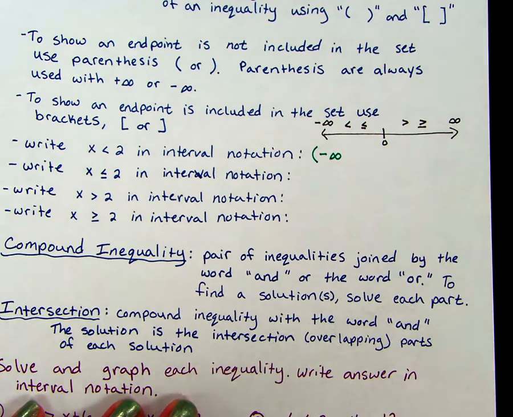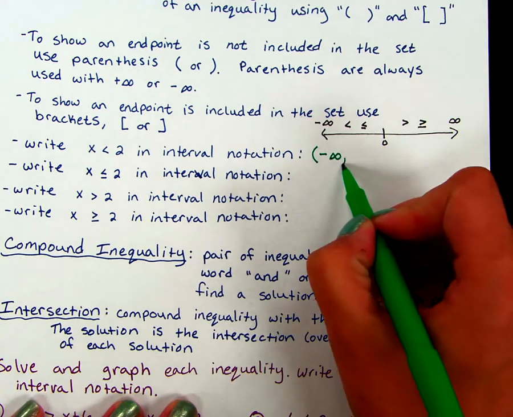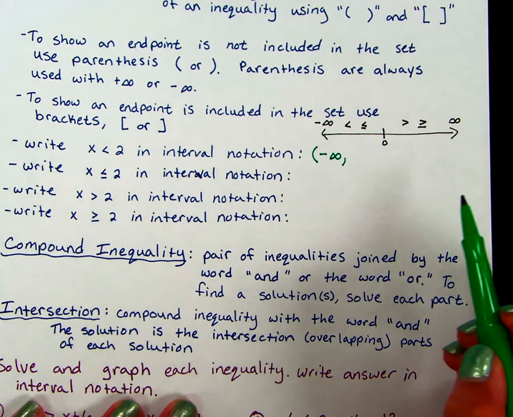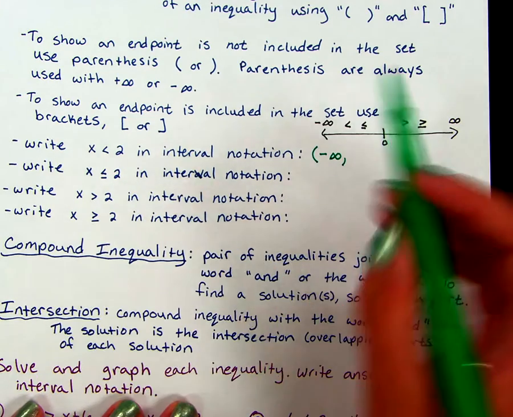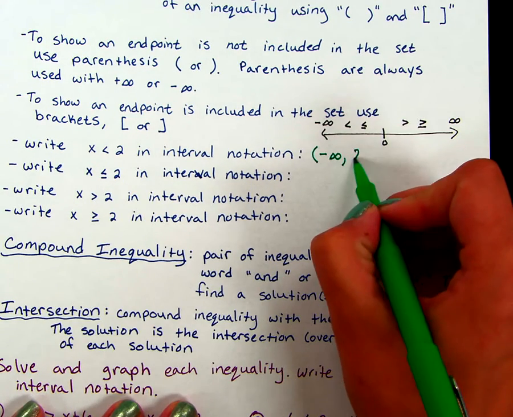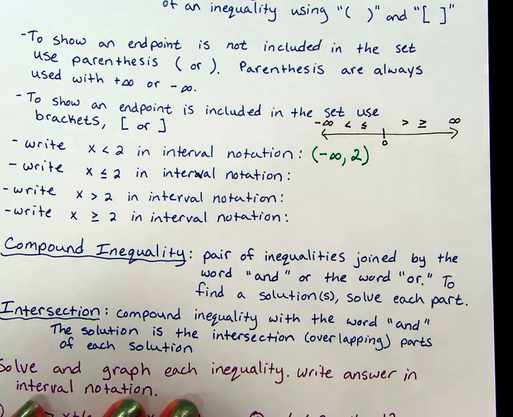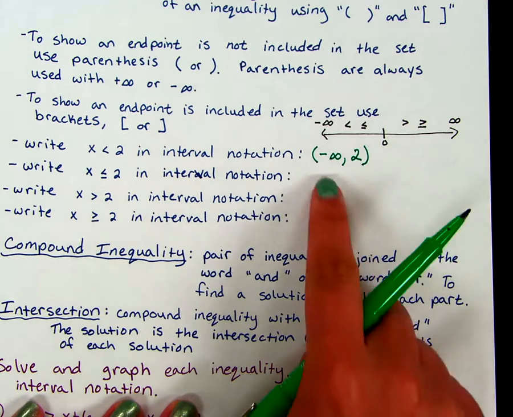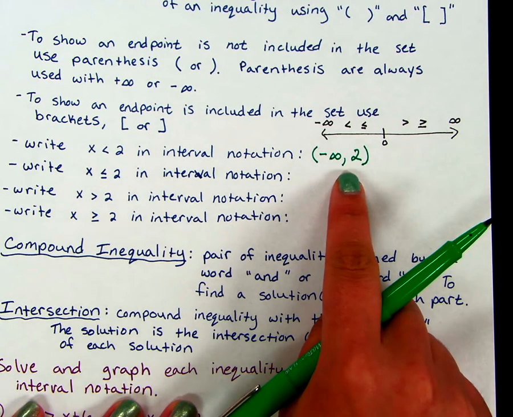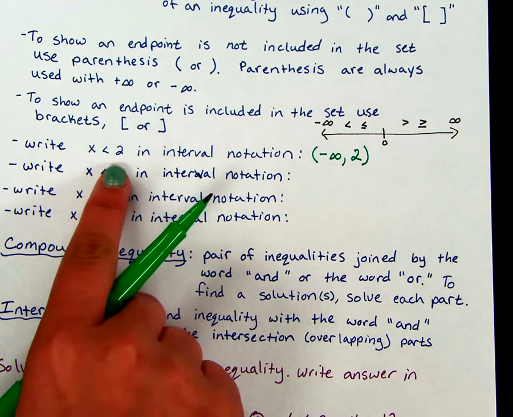So we're going to make a parenthesis, and then put a comma. And then the biggest number that we can get in this is 2. However, 2 is not included as part of our answer. So that means that we're also going to have a parenthesis on this side. This interval notation means the same thing as this inequality. Those mean the same thing.